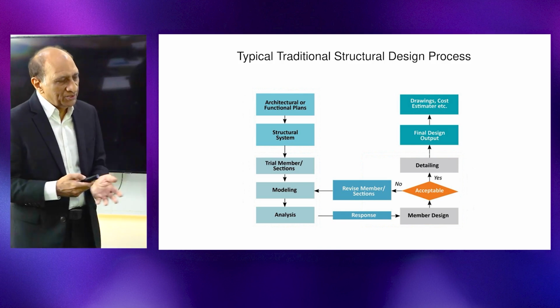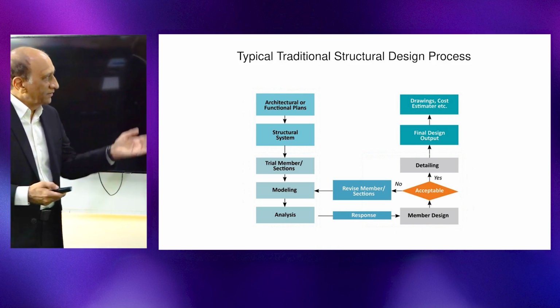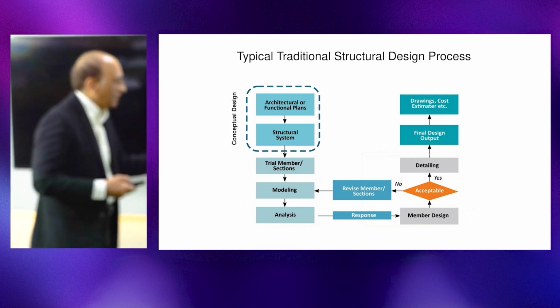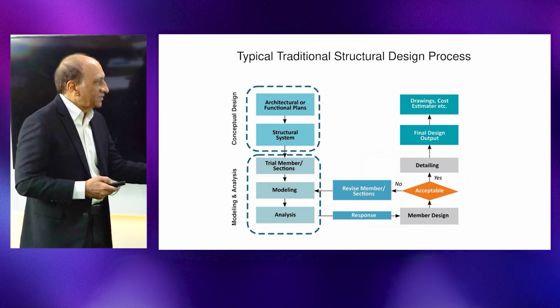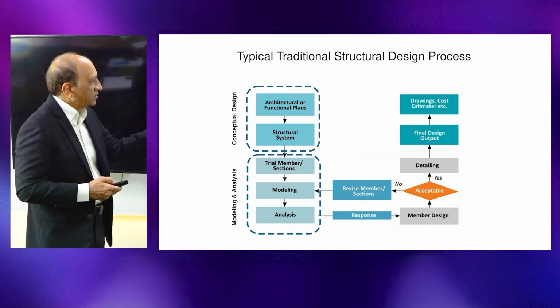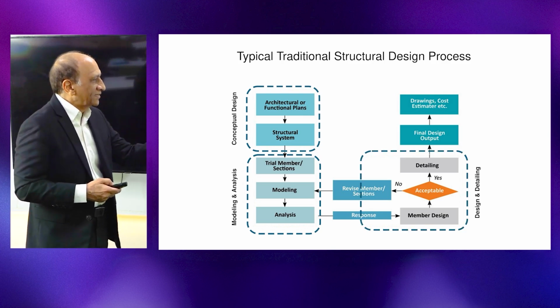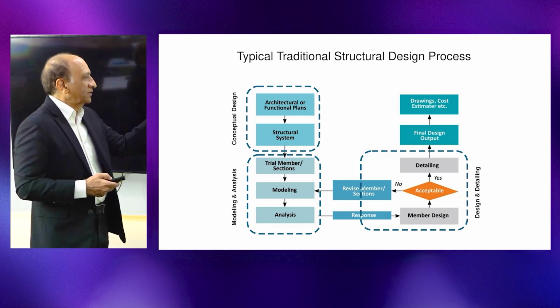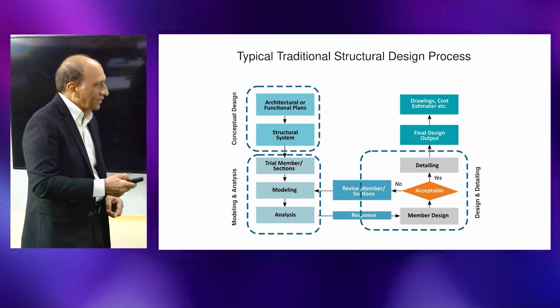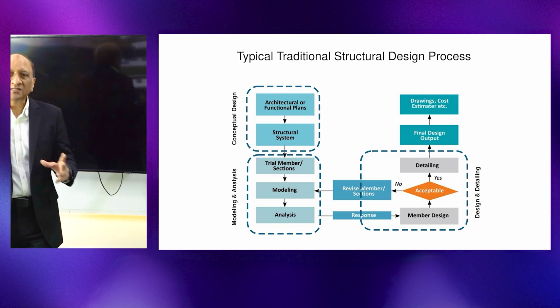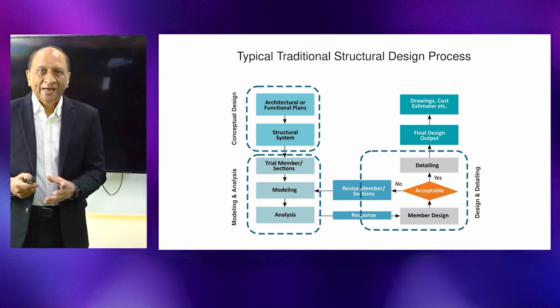Typically, this is what we teach, and we have been thinking about that. We have architectural functional plans, we have the structural system, we have trial members, we do the modeling, we do the analysis. We call this conceptual design, and this modeling and analysis. We can involve listing design, final design, output, drawing design, and if it doesn't satisfy, then we revise it if it is not working. So this is the traditional way to do that.